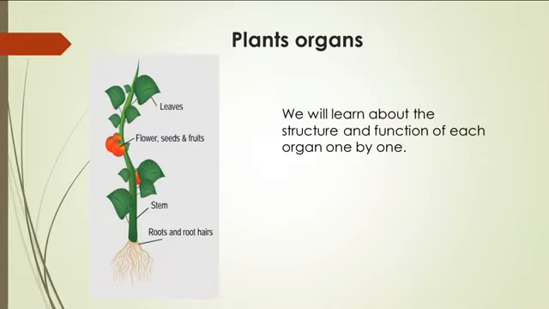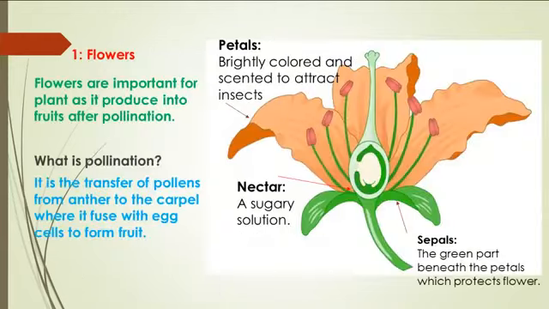Plants' organs. Plants' organs include leaves, flower, stem, roots. We will learn about the structure and function of each organ one by one. Flowers are the first organ we are going to discuss. Flowers are important for plants as they produce fruits after pollination.